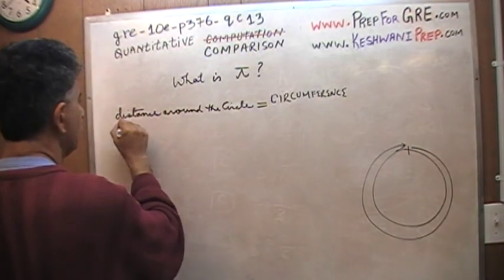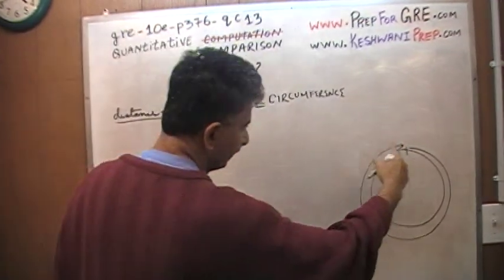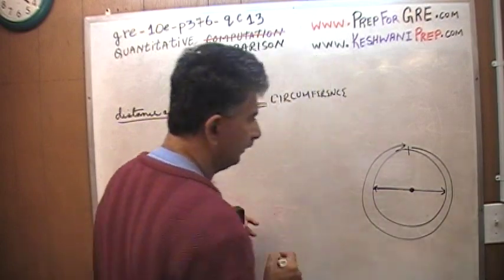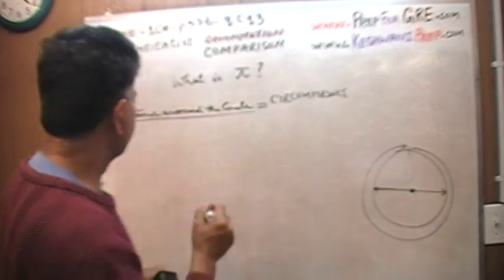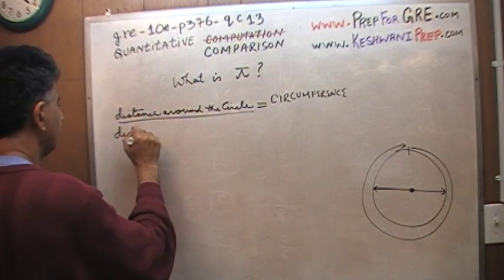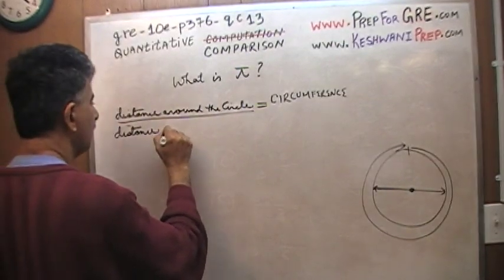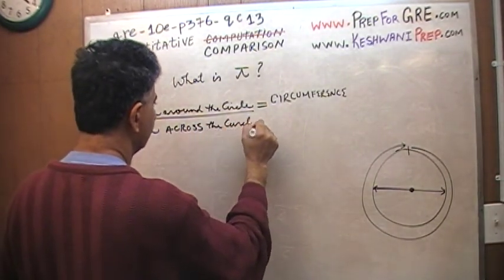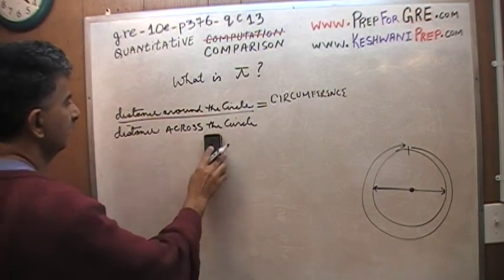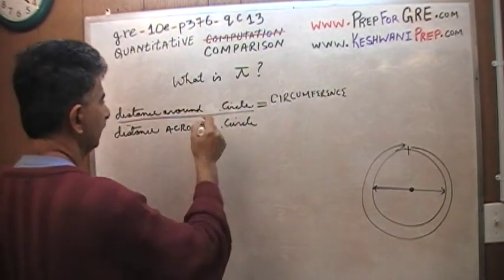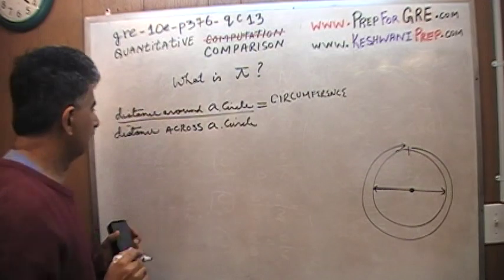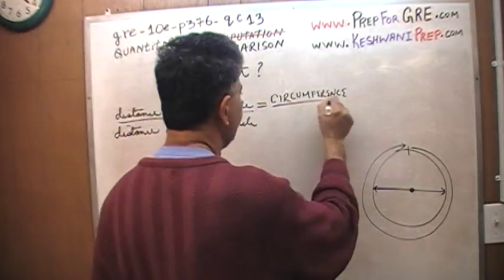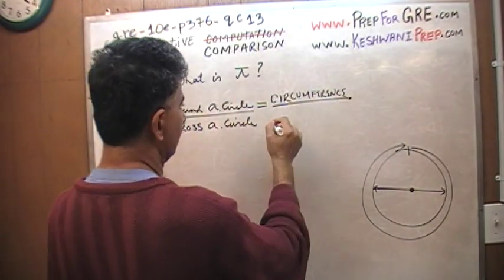If you were to measure the distance around a circle, right here, and if you were to divide this distance around the circle by the distance across the circle, it is across the circle because it's going through the center. For any circle: distance around a circle over distance across a circle. And of course, the distance across a circle is what we call diameter.